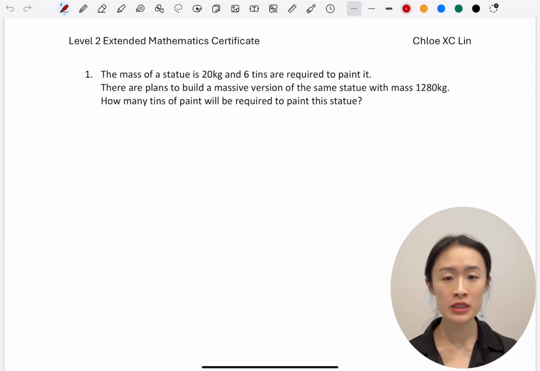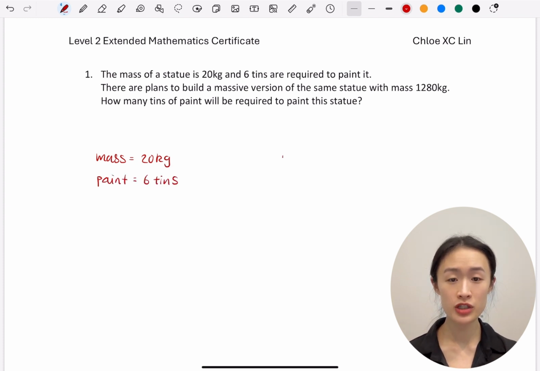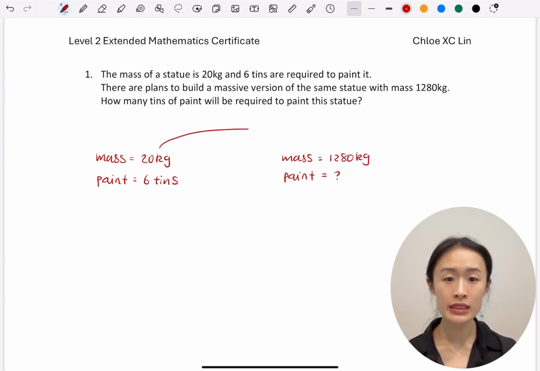So what I would normally do is to write down all the key information so that I know what I'm being given and what I need to work out. So I have a smaller version, 20 kg, and that's 6 tins of paint. And now there is also a big version, which is 1,280 kilograms, and we need to work out how much paint we need. So from 20 to 1,280, that is multiplied by 64, which is 4 cubed.